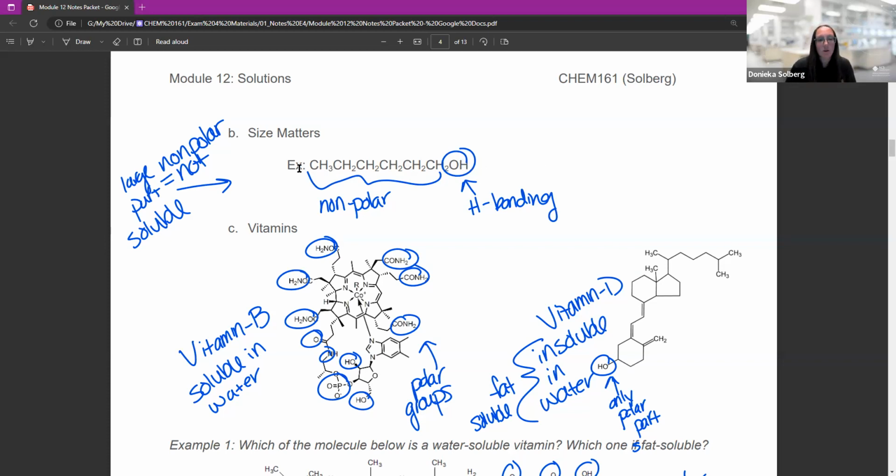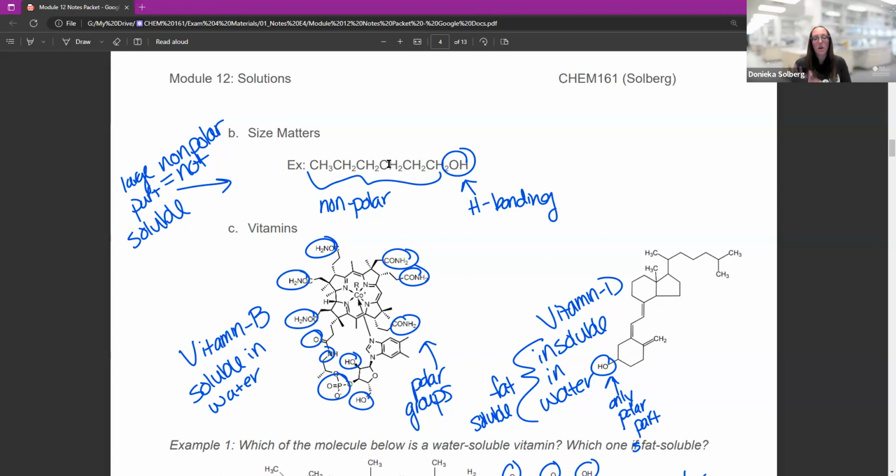So the bigger these molecules are, if you have a much larger nonpolar part, this hydrogen bonding over here isn't going to matter as much. So if it's large and nonpolar, it's not going to be very soluble. So even if it can do hydrogen bonding, the bigger nonpolar part you have, it's not going to be as soluble. So an example of these polar and nonpolar things being soluble in water or not are vitamins.